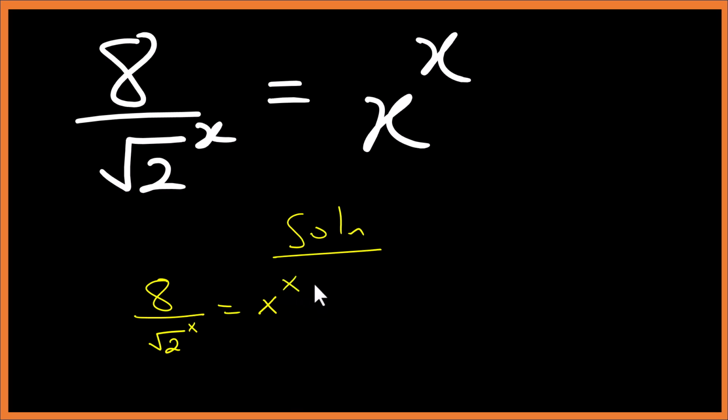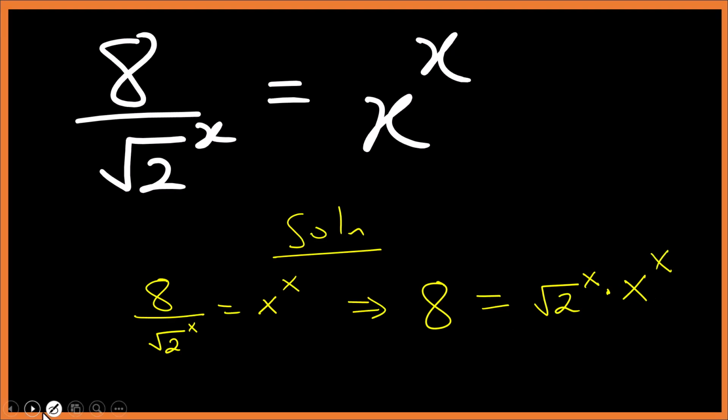Okay, alright, so we can do cross multiplication, whereby this side will be 8 equals square root of 2 raised to x times x raised to x. Now let me repeat it here. 8 equals square root of 2 raised to x times x raised to x.